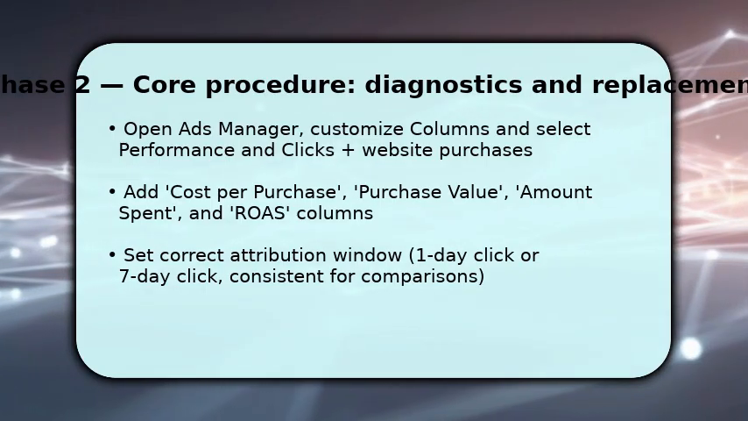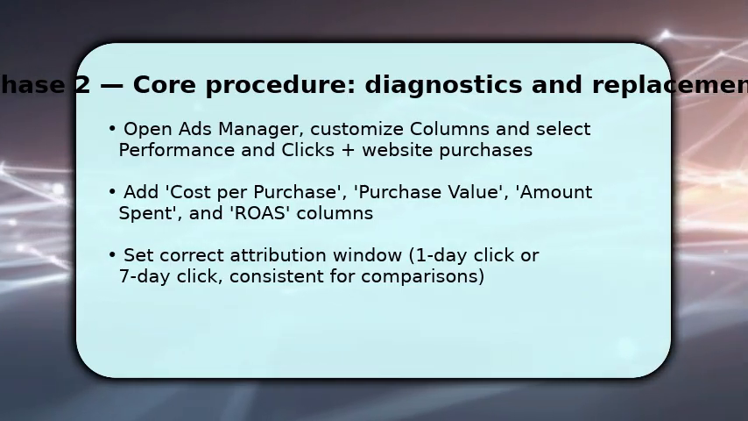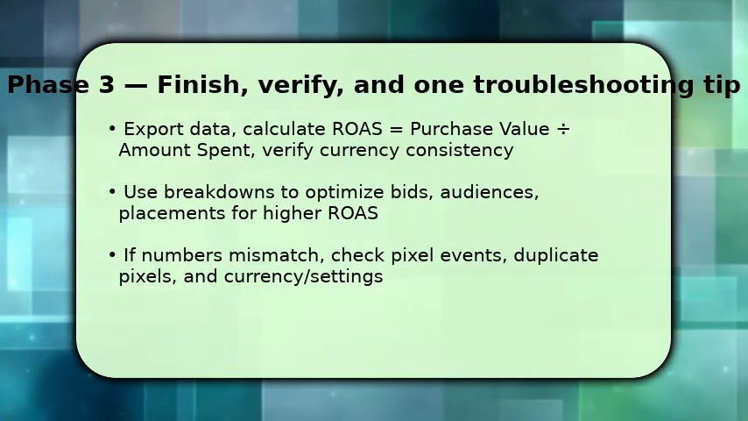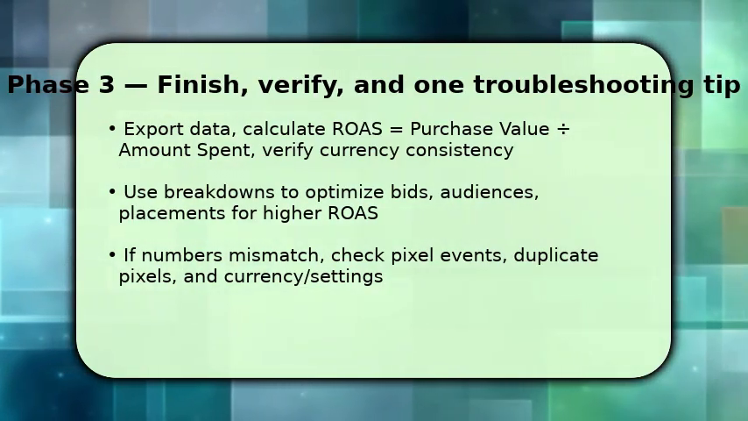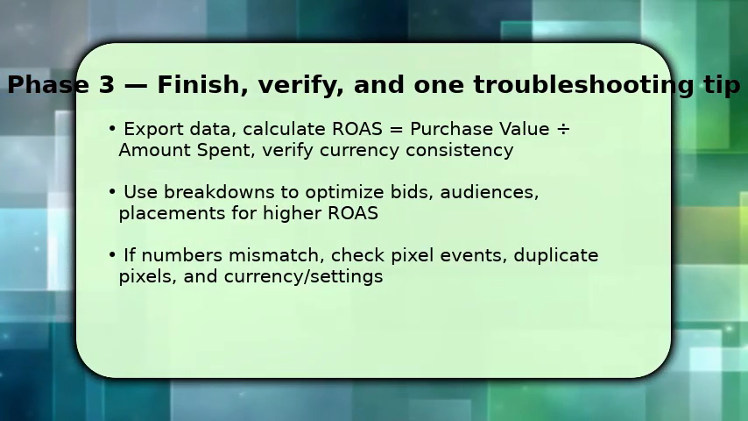Make sure to compare like for like. Different attribution windows will change your ROAS numbers. Finish by exporting the data and double-checking calculations. ROAS equals purchase value divided by amount spent. You want consistent currency across reports, so convert if necessary.